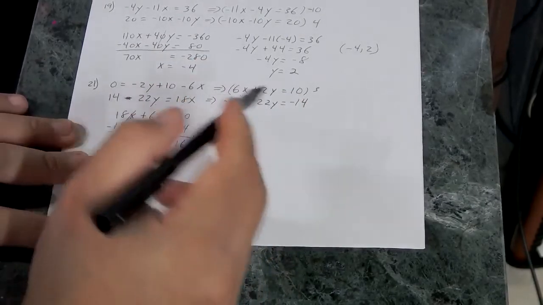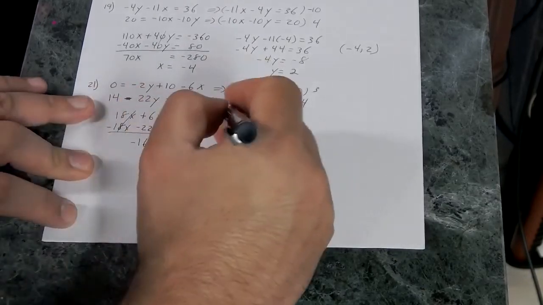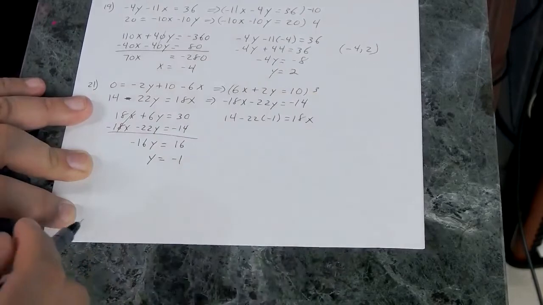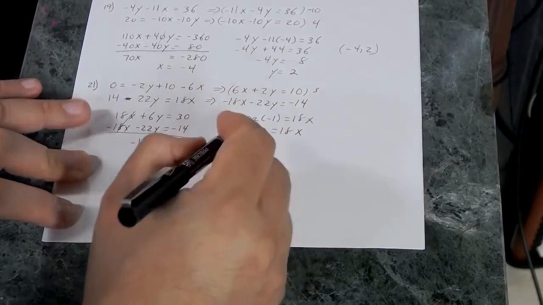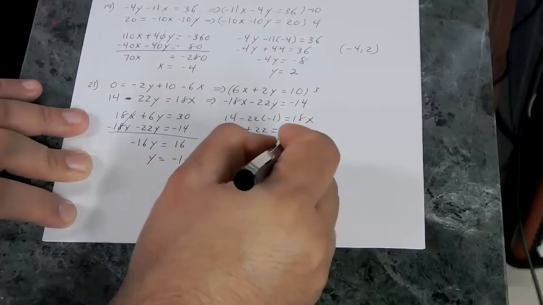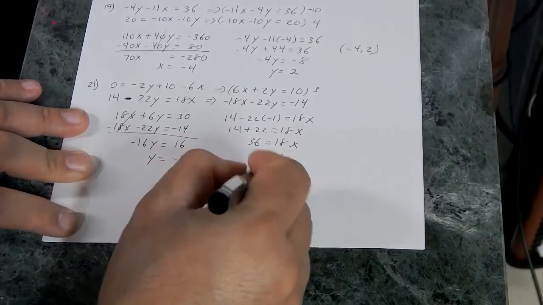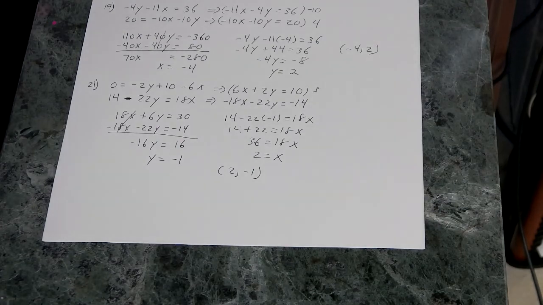Go back. I need to solve for x. It really doesn't matter. Here, I'll take the bottom one. 14 minus 22 times negative 1 is equal to 18x. 14 plus 22 equals 18x. I get 36 equals 18x. So 2 is equal to x. So I have my ordered pair, 2, negative 1. All right, so this is solving a system of equations with two variables, something that we've done in Algebra 1. I hope this will help you out. And hopefully tomorrow we'll do 3 variables.